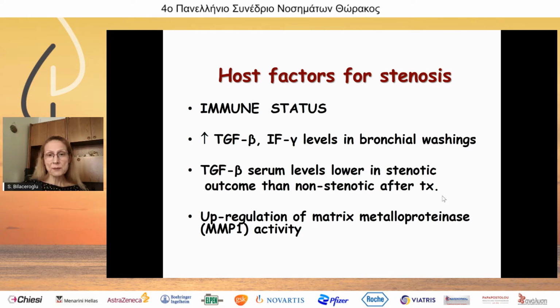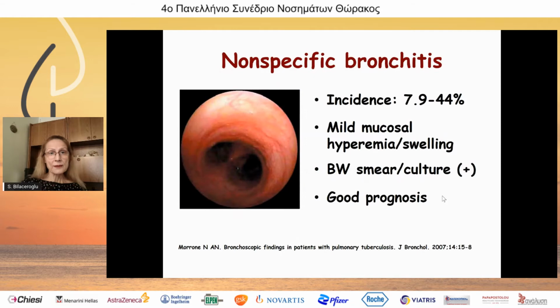And at the same time, the serum levels of TGF beta are lowered, and metalloproteinase activity is also upregulated in these stenotic patients. There are different forms of endobronchial tuberculosis. I'll just go over them fast.